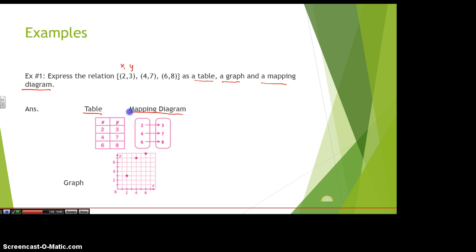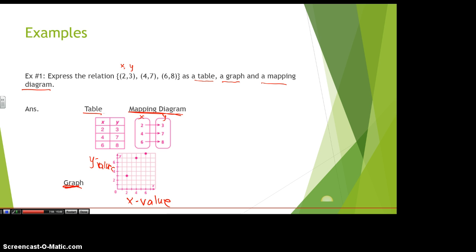We have our mapping diagram. So you have your x's on the left. You have your y's on the right. 2 to 3, 4 to 7, 6 to 8. The last one is our graph. Remember, your x values go along the horizontal axis, your y values go along the vertical axis.